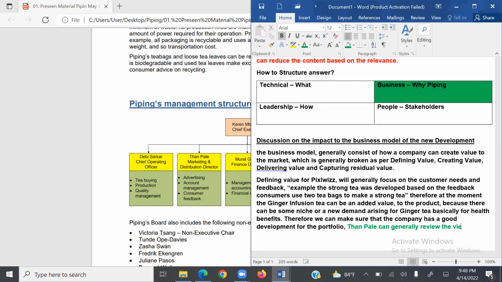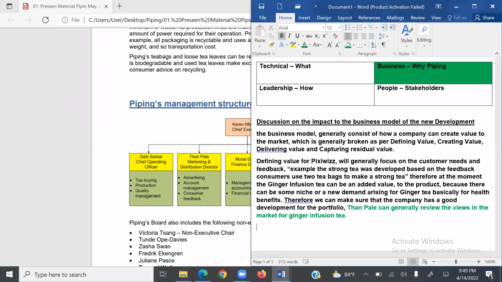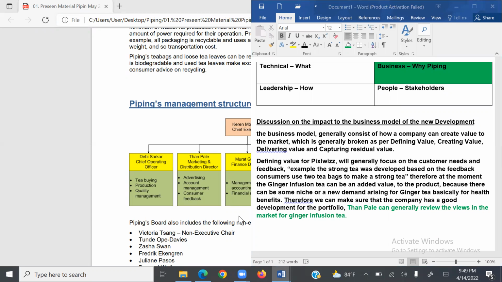the views in the market for ginger infusion tea. So students, can I quickly get a Y in the chat box if you are clear with this explanation? Thank you very much. So I believe that is very clear at the moment.